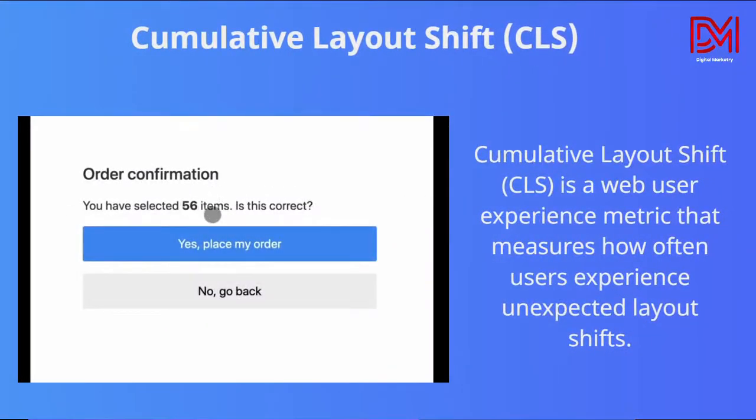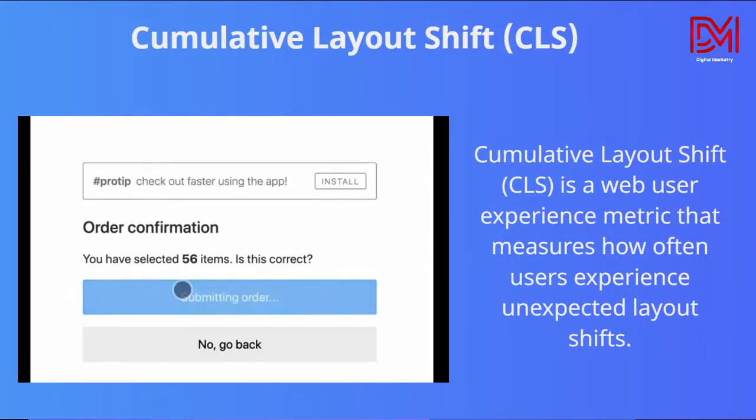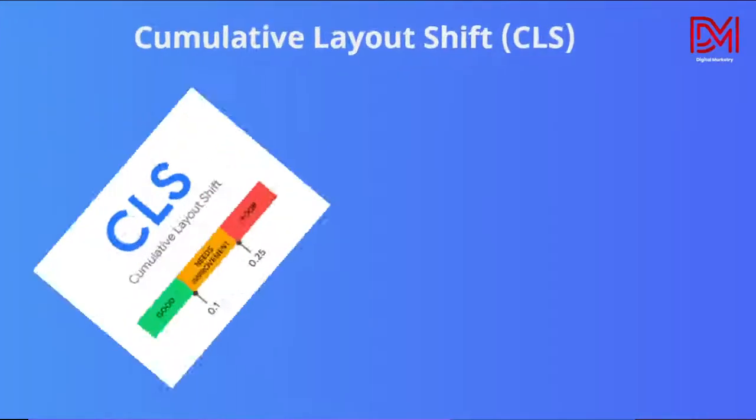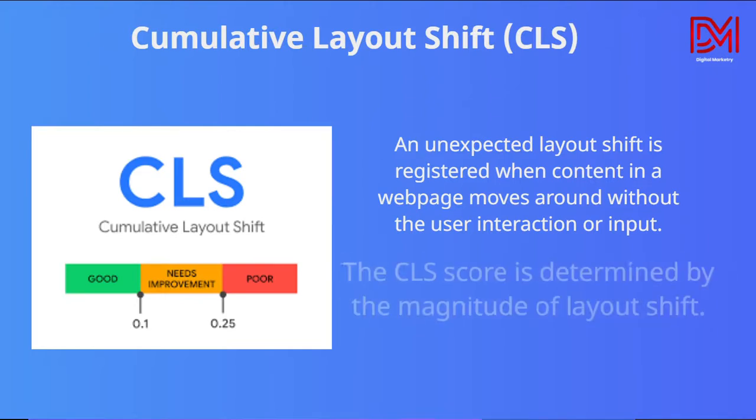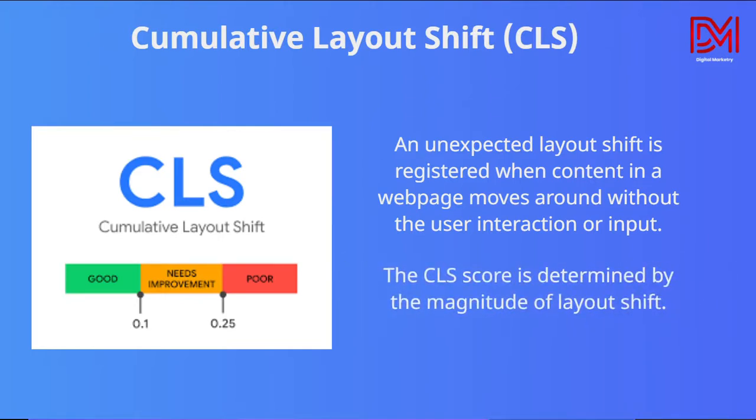Cumulative Layout Shift is a web user experience metric that measures how often users experience unexpected layout shifts. An unexpected layout shift is registered when content in a web page moves around without the user interaction or input. The CLS score is determined by the magnitude of layout shift.